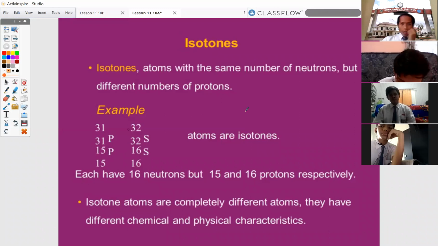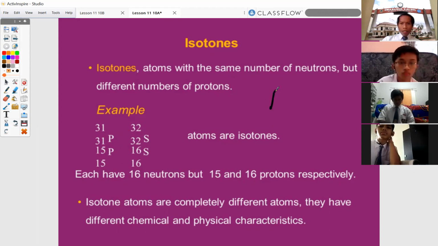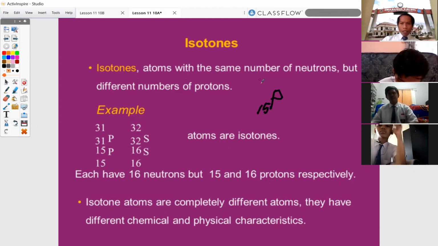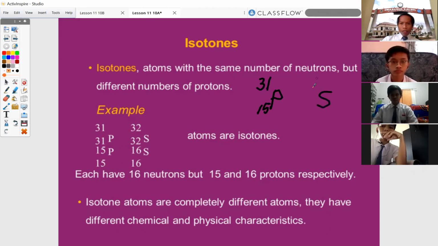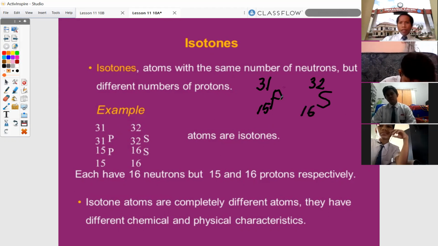Something strange happened here. Yeah, it must be like this: P 15 here and 31 here, and S 32 here and 16 here. So the file is broken. Yeah, it must be like this. As you can see here, let's see.